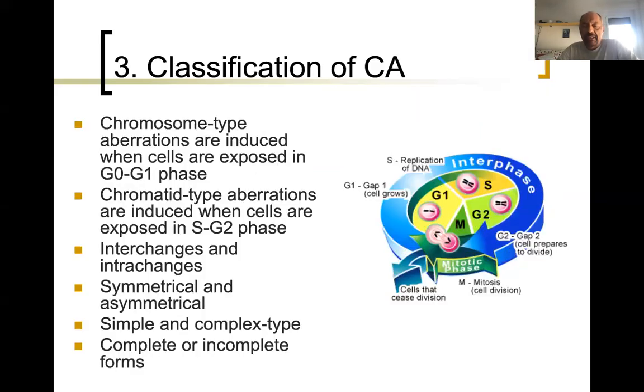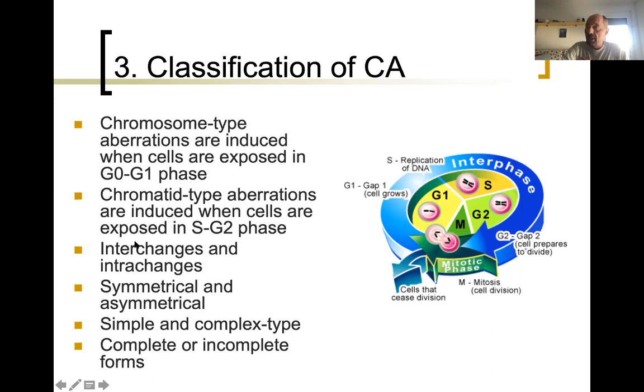So let's go now to the classification of the chromosomal aberrations that we have described before. First of all, chromosome type aberrations, so the aberrations that involve both chromatids at the same point, essentially only occur when the cell is exposed in G0, G1. So when there is only one chromatid per chromosome, and then the aberration will be duplicated in S phase. On the other hand, chromatid type aberrations generally occur in late S and G2. So when you have two chromatids, one can be affected and the other not.